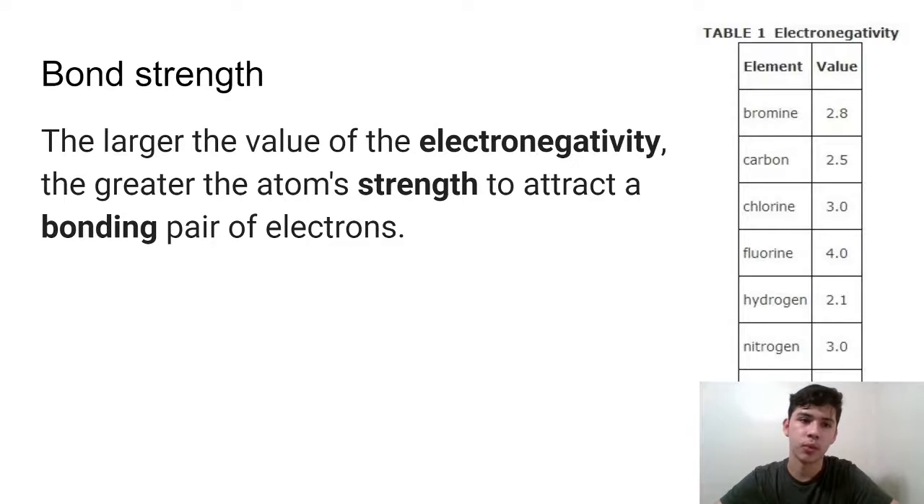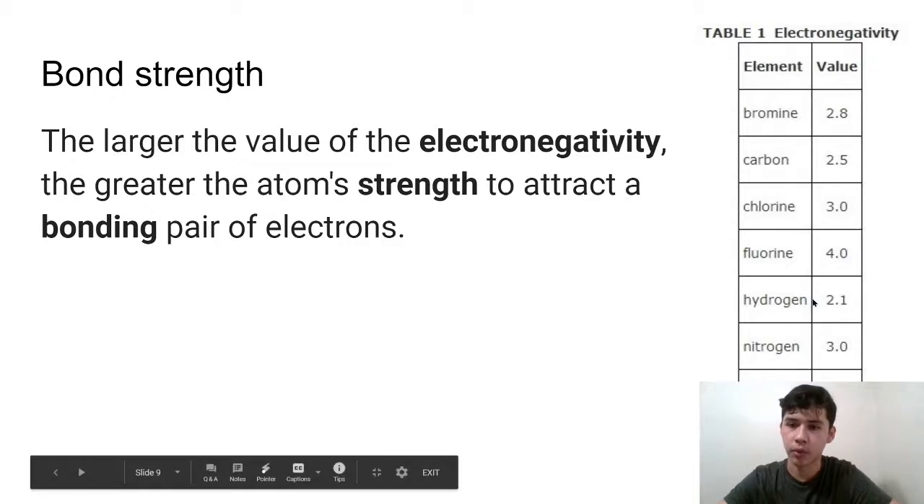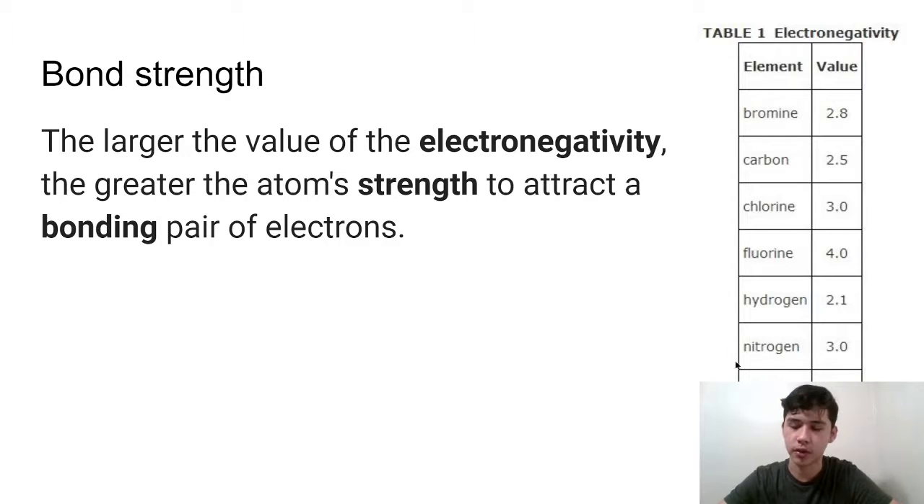Bond strength is when the larger the value of the electronegativity, the greater the atom's strength to attract a bonding pair of electrons. So if you had, let's say, a hydrogen and an oxygen compound, meaning hydrogen oxide, and hydrogen with bromine, which is hydrogen bromide, a hydrogen oxide bond would have a greater bond strength than the hydrogen bromide because the hydrogen oxide's electronegativity value is 1.4 compared to the hydrogen bromide's electronegativity value, which is 0.7.